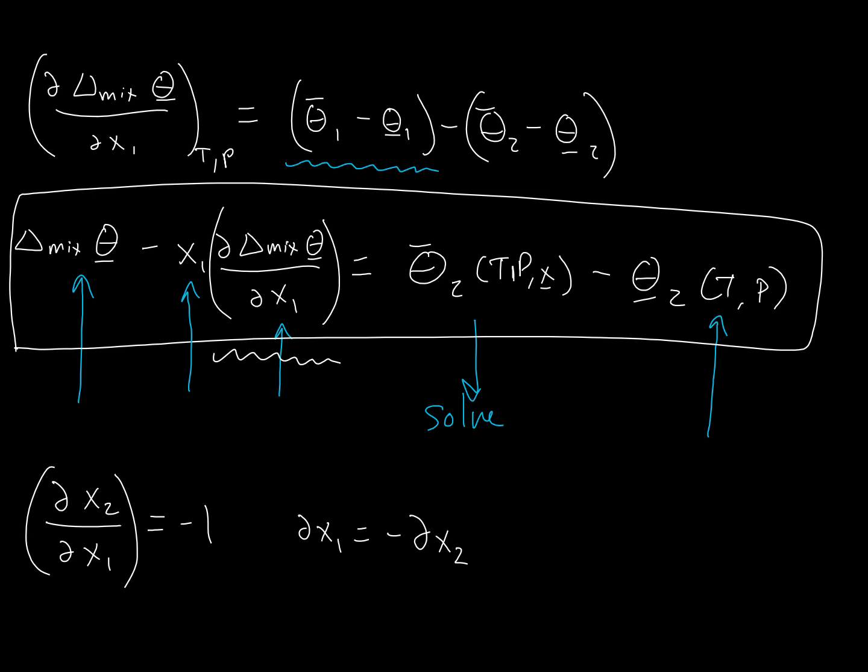So if we're reevaluating this expression, instead of calculating theta over bar of 2, we want to calculate theta over bar of 1. Right? This is a totally symmetric system. It's totally arbitrary that we started with 1 versus 2, so we just swap all the numbers out. But the problem is, then we would have to evaluate d delta mix of theta under bar over dx2.